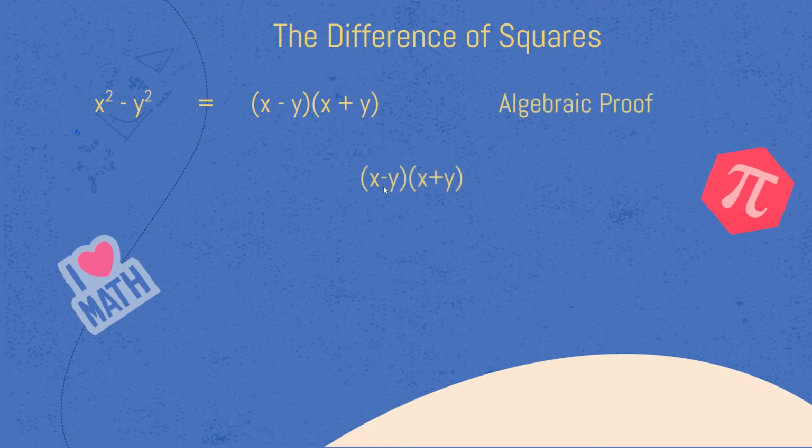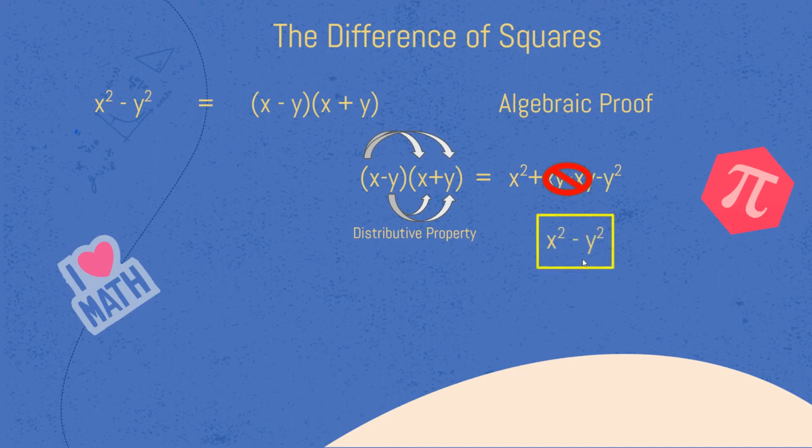So we have x minus y and x plus y, and they're being multiplied by each other, so it's pretty easy to say, why not multiply them? So let's do so. If we multiply them using the distributive property, we get x squared plus xy minus xy minus y squared. The xy minus xy cancel out, and we are left with x squared minus y squared, which was our original difference of squares.